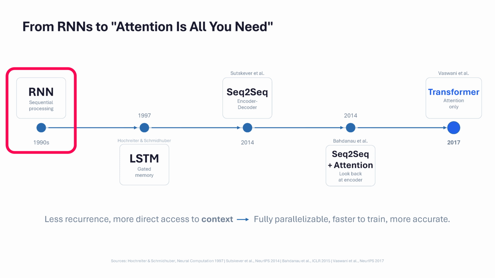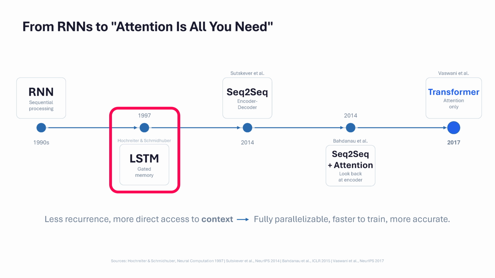RNNs process one token at a time, feeding each step's output into the next. They have two big problems. First, you cannot do parallelization. Every step waits on the step before it. Secondly, there's the vanishing gradient problem over long sequences. So by the time the network looks back at the beginning of the sentence, the signal is almost gone. It simply forgets what it learned at the beginning.